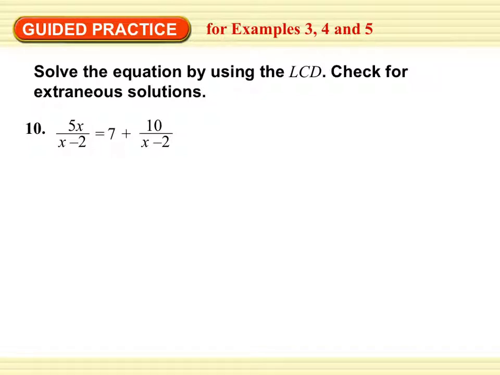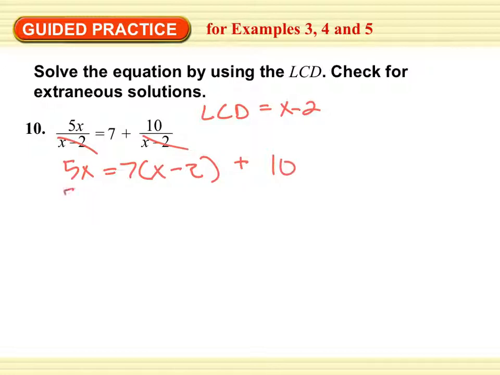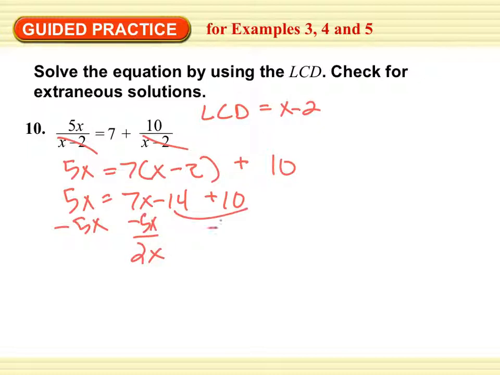My LCD is x minus 2. So I can cancel that out. I'm left with 5x. I don't have that one. And I can cancel that out. So go ahead and distribute. 7x minus 14. Subtract 5x from both sides. This right here gives me negative 4, so add 4 to both sides.